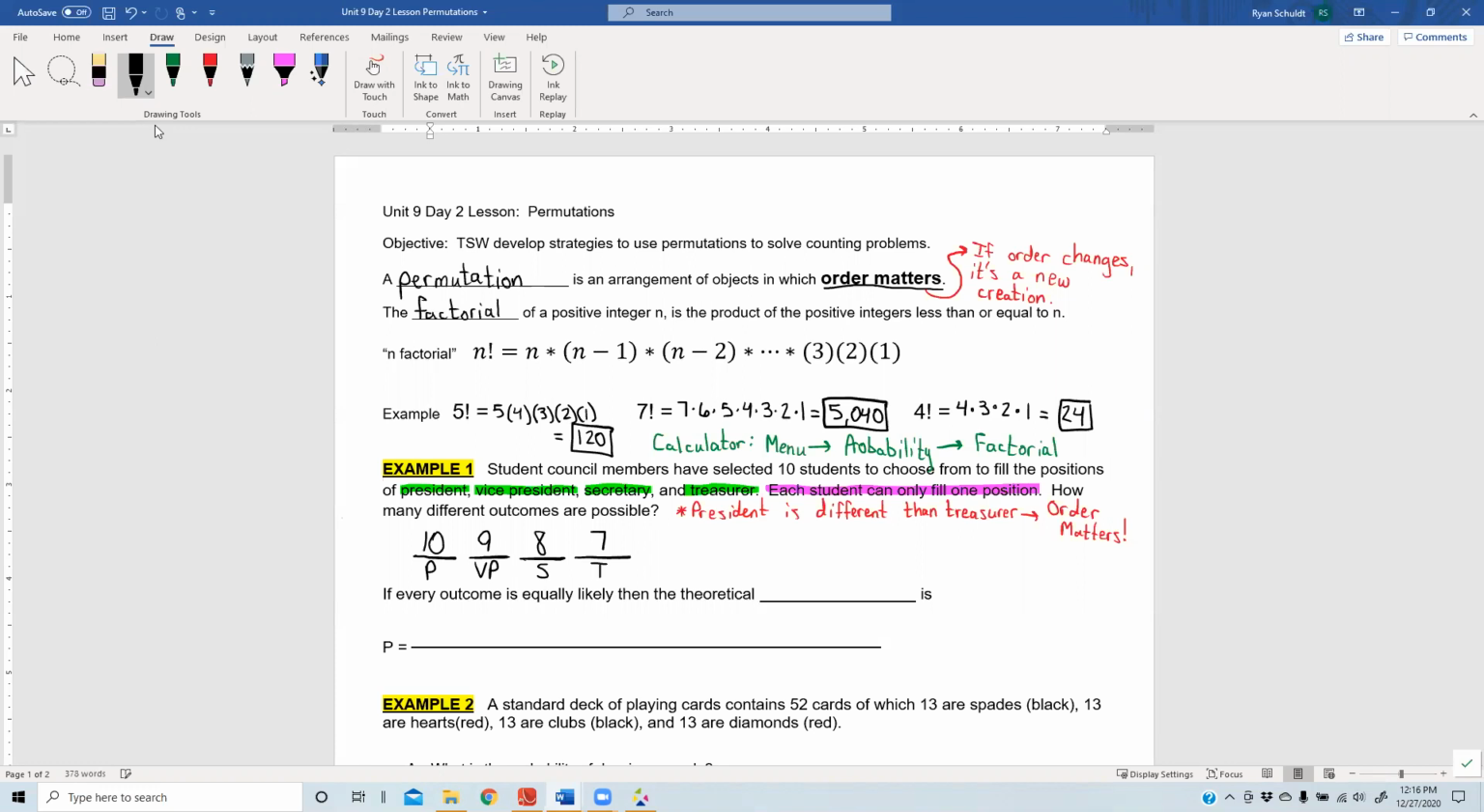So now, that was one outcome. How many total outcomes are there? Well, do 10 times 9 times 8 times 7. Multiply those together, they get you 5,040 different outcomes.